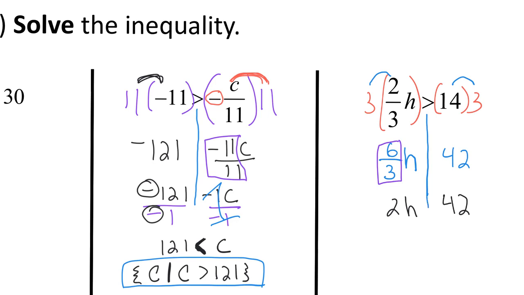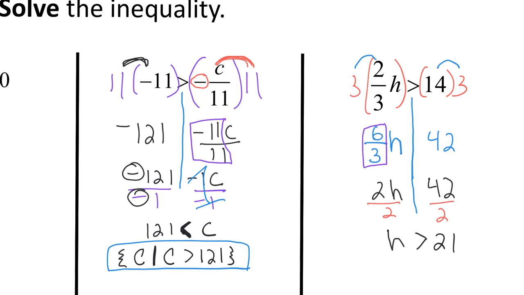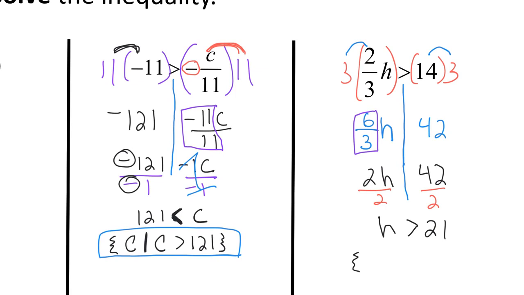Let me just bring down the line here. I am going to divide by 2. So I will have h is greater than, I don't switch the inequality. Notice the inequality is greater, so I keep the greater because I am not dividing by a negative. This 2 is positive. And on the other side, when you divide 42 divided by 2, that'll be 21. So my set notation will be h such that h is greater than 21. So here's my answer.